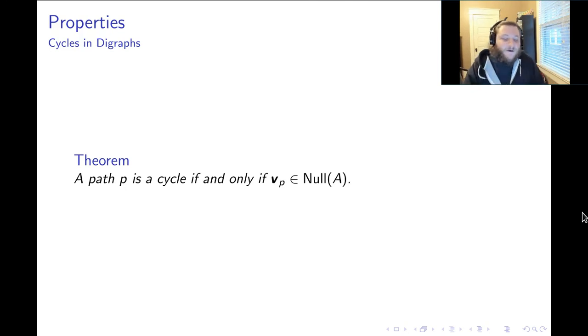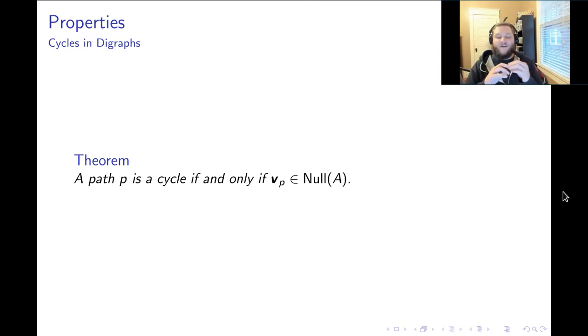This is a theorem, and in fact, it's a theorem that completely categorizes paths in this way. I guess by that what I mean is this theorem categorizes all cycles, and what the theorem says is that a path is a cycle if and only if the path lives in the null space.